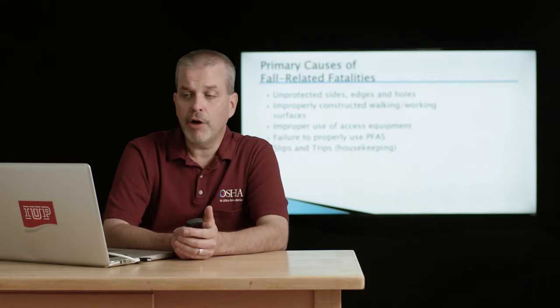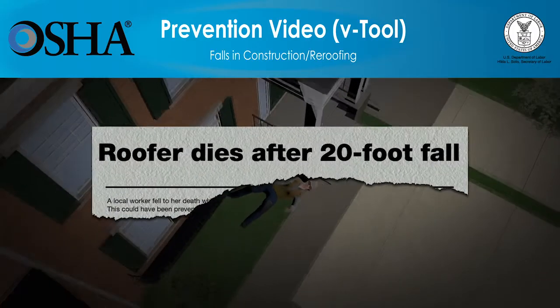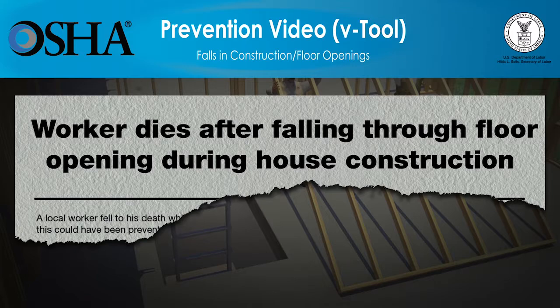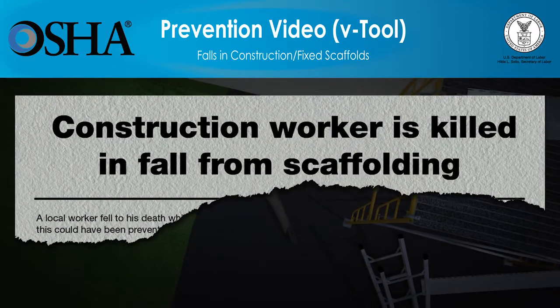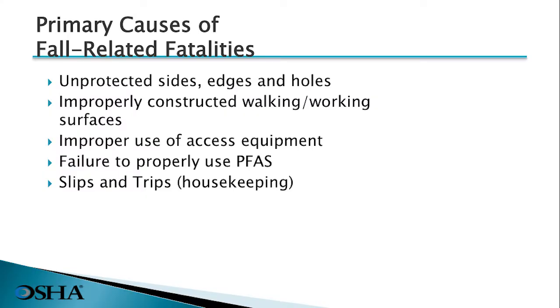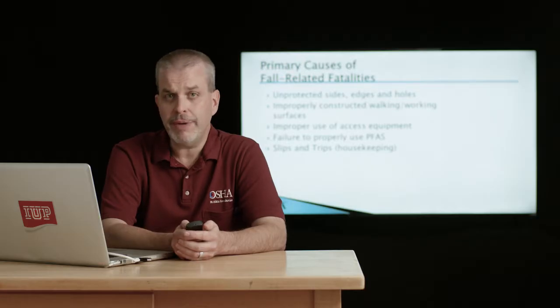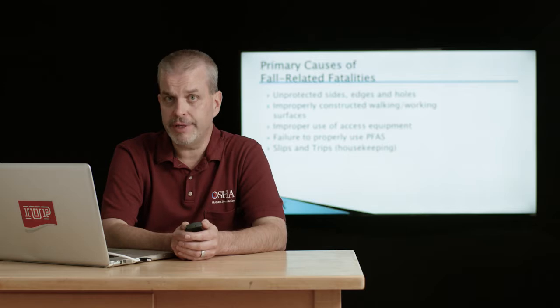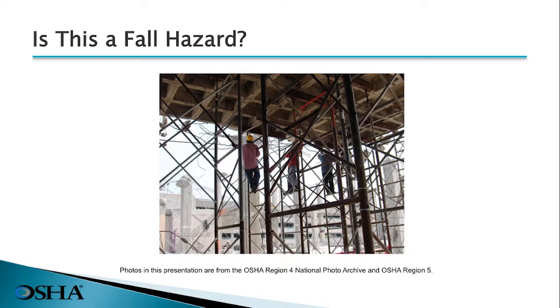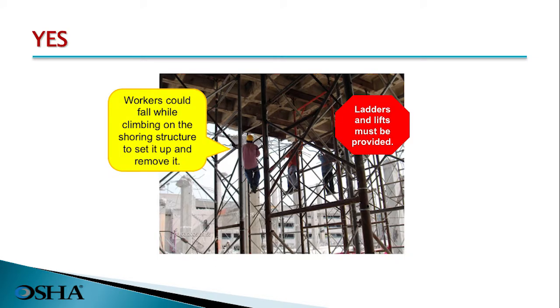The primary cause of fall-related fatalities result from unprotected sides, edges, and holes, improperly constructed walking and working surfaces, improper use of access equipment, failure to properly use personal fall arrest systems, slips, trips, and falls as a result of housekeeping. So let's look at some hazards you may find in your job site. Is this a fall hazard? Yes. Workers could fall while climbing on the shoring structure to set it up and remove it. We should be providing ladders and lifts.